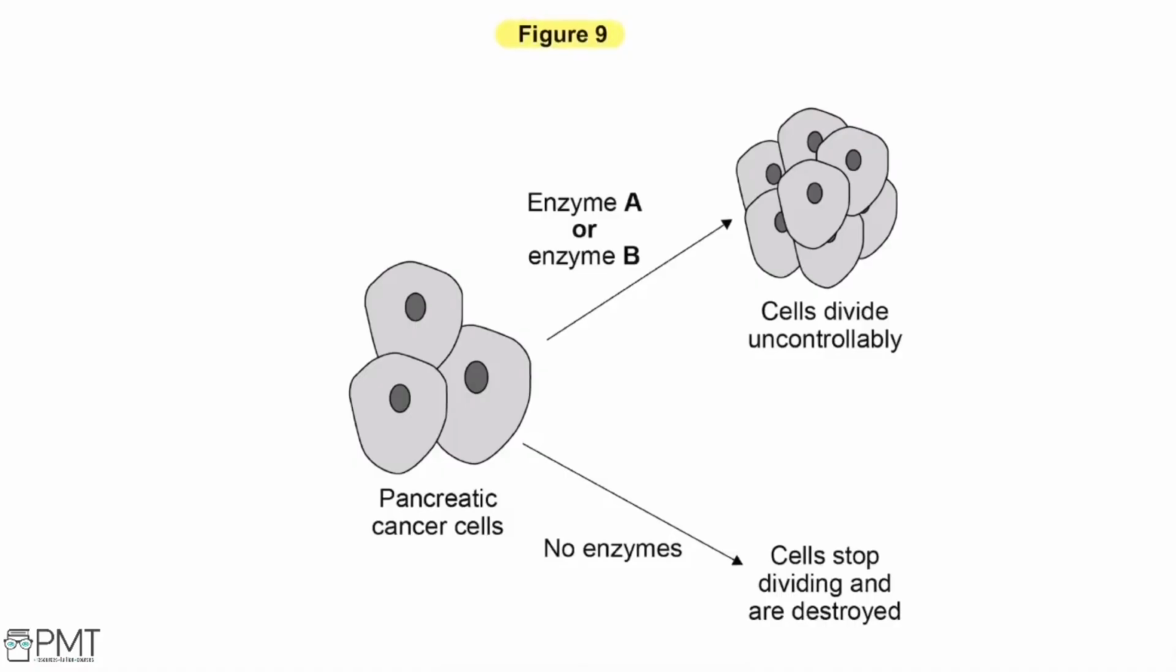So here's figure 9 and it has a kind of flowchart structure. So on the left you've got the pancreatic cancer cells, and then when you're going upwards it's for the people with enzyme A or enzyme B, and the cells are dividing uncontrollably. In the scenario down and right, the cells stop dividing and are destroyed.